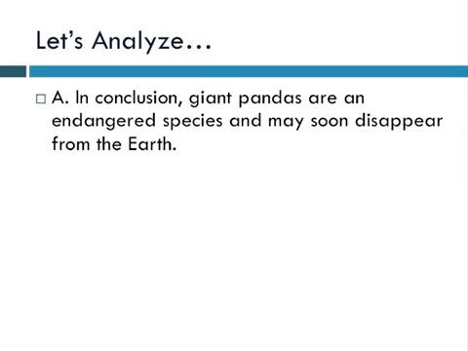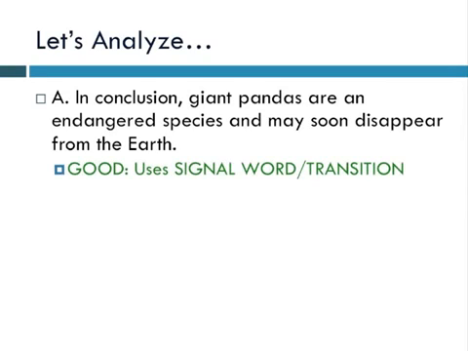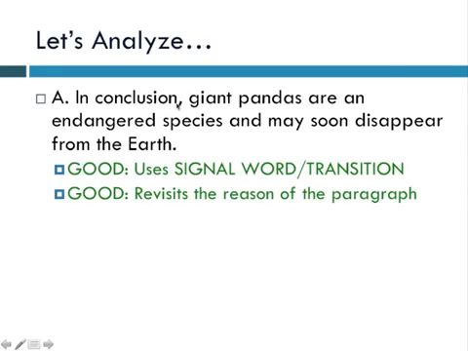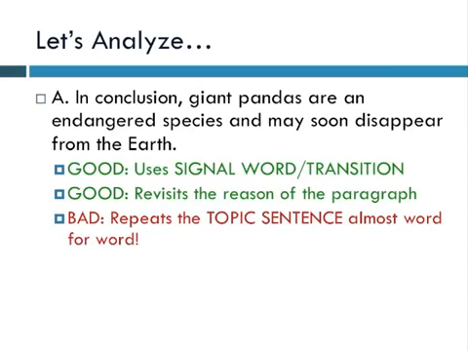Okay, let's analyze them. So in A, we talked about giant pandas are an endangered species and may soon disappear from the earth. Well, first off, it's good in that it uses that signal word we talked about, in conclusion. It's also good because it revisits the main reason of the paragraph, that the species may soon disappear. However, it's bad because it repeats the topic sentence almost exactly word for word.